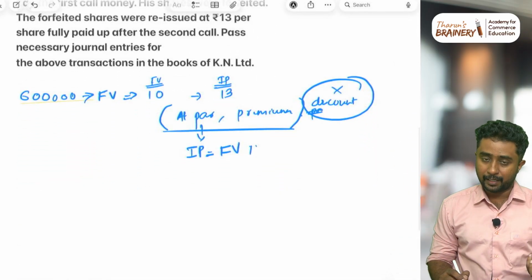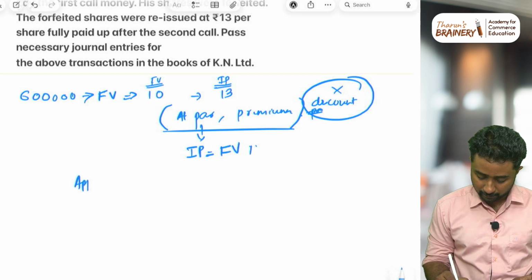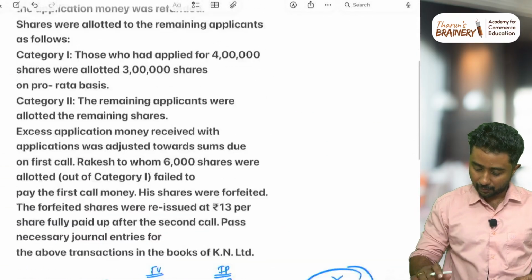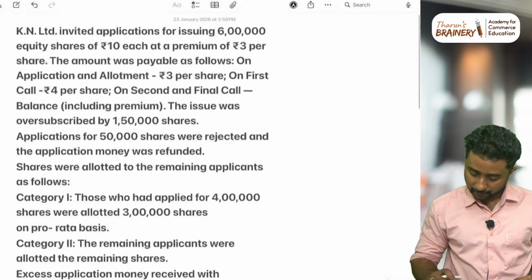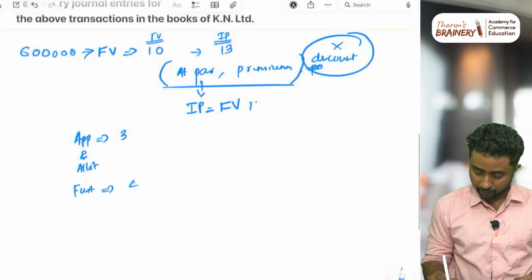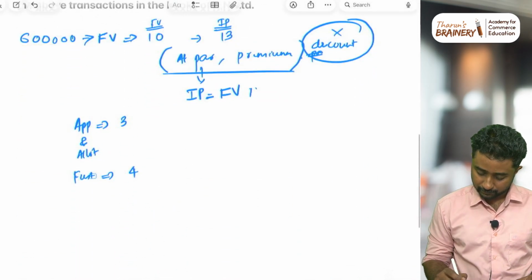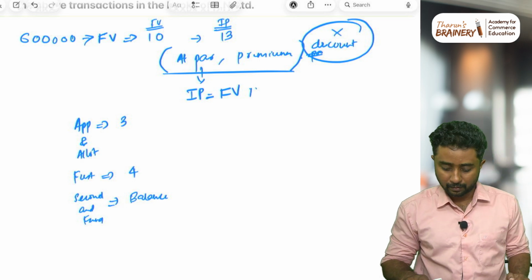So the next thing the data that you have to extract is the split up of the share prices. As you can see here, application and allotment they are saying 3. Next is the first call, after application and allotment. First call is 4. Then the next one is second and final call, balance. Now the next problem is, what is this balance? We need to find it out, right?